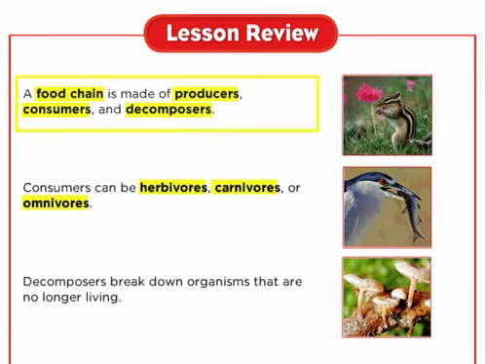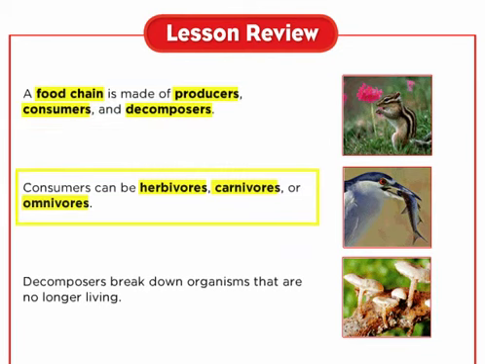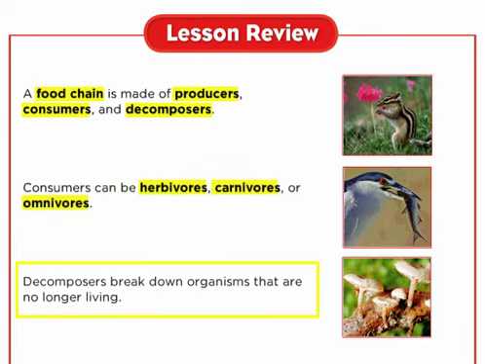A food chain is made of producers, consumers, and decomposers. Consumers can be herbivores, carnivores, or omnivores. Decomposers break down organisms that are no longer living.